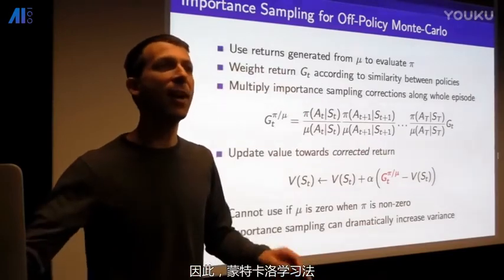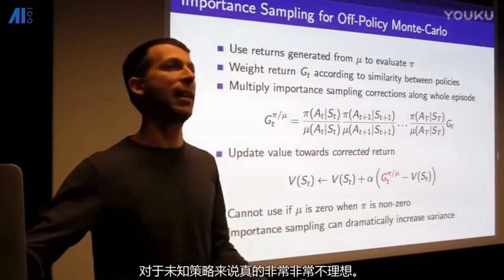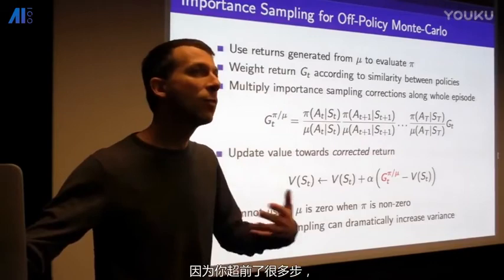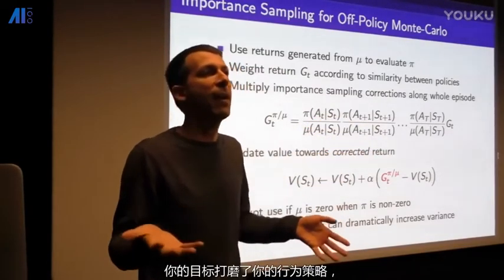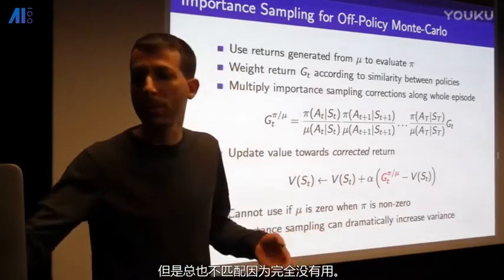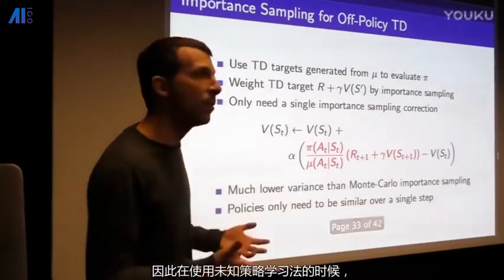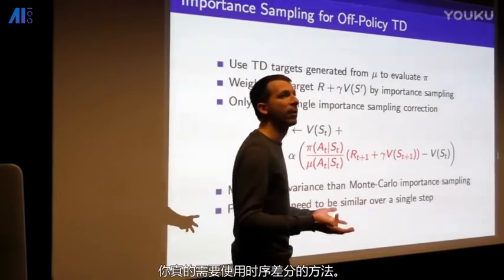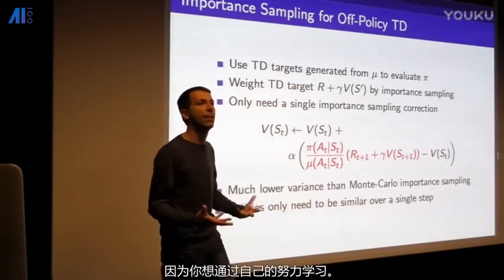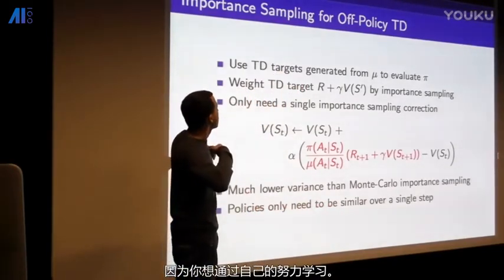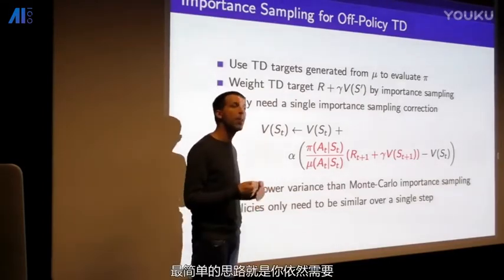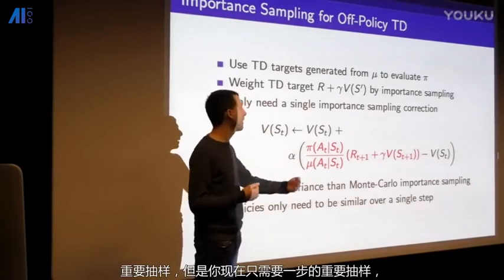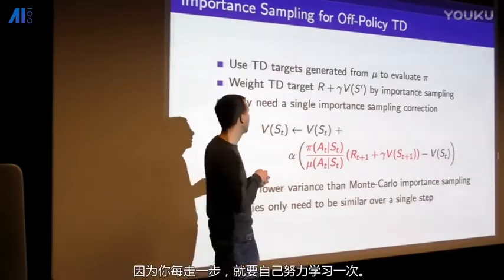Okay? So Monte Carlo learning is a really bad idea off policy. It just doesn't work because over many steps your target policy and your behavior policy just never match enough for it to be useful. And so you have to use TD learning when you're working off policy. It becomes imperative to bootstrap. And so the simplest idea to use TD learning is just to importance sample, but you only need to importance sample over one step now, because we're bootstrapping after one step.